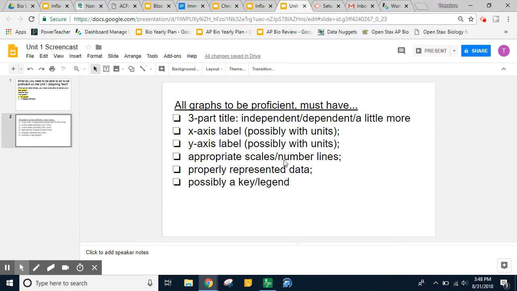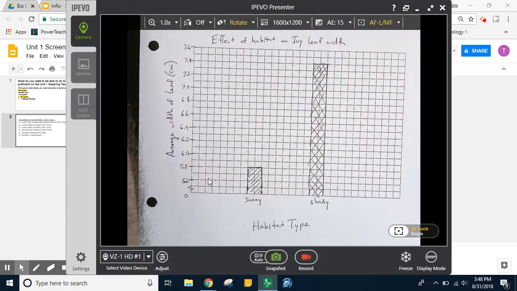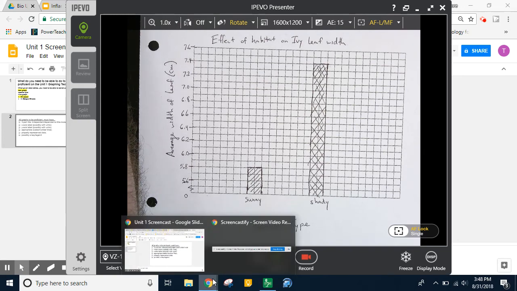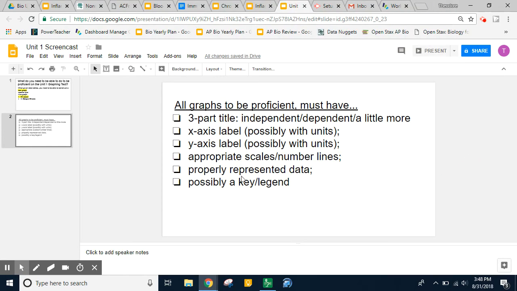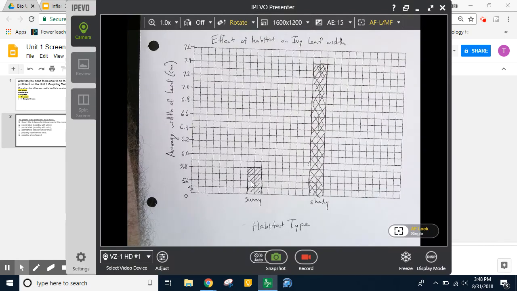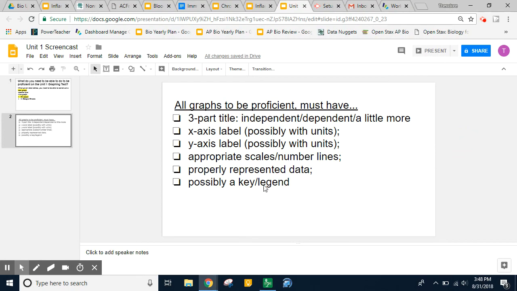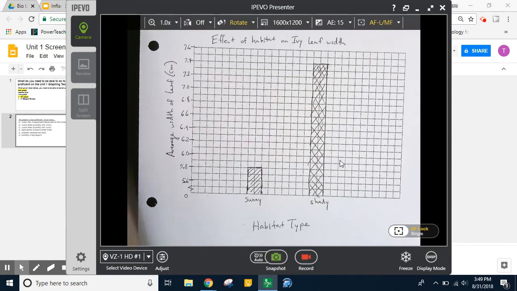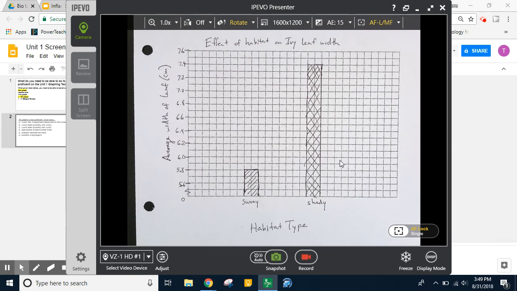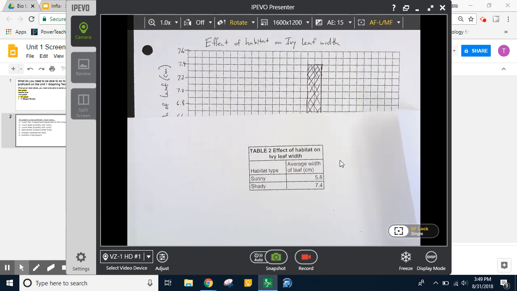Do I have appropriate scales or number line? And I do. Do I have properly represented data? Yep, 5.8, 7.4. I made my bars the right size. And do I need a key or legend? I said I don't, so I have all of the required proficiency, and this is a proficient bar graph based off of this data table.